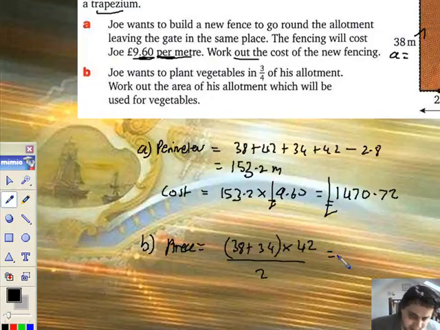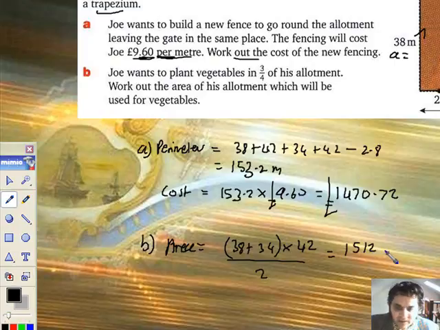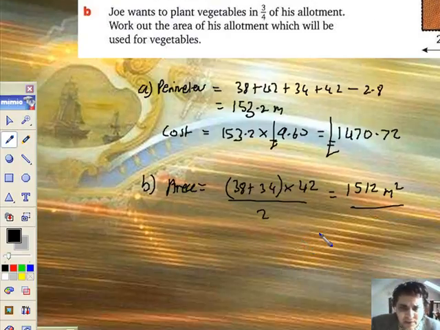So what have we got? 38 plus 34 equals, and then we're going to multiply by 42, press equals again, divide by 2, because we're going to halve it. Here we go, 1,512 meters squared worth of area. Okay, and 3/4 is going to be used for veggies.